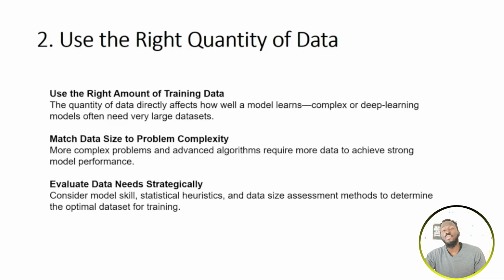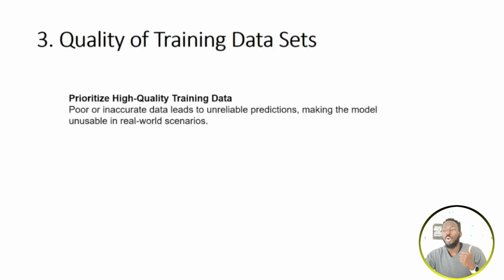All right, so now we've looked at the quantity. Let's look at the quality of data. Under quality, we want to prioritize high quality training data. Poor or inaccurate data leads to unreliable predictions, making the model unusable in the real world. So that's why you need to have very high quality data.